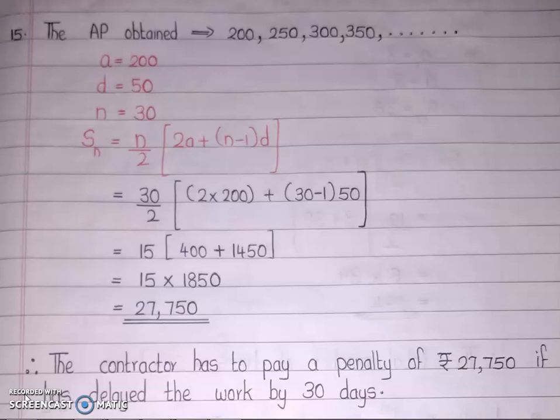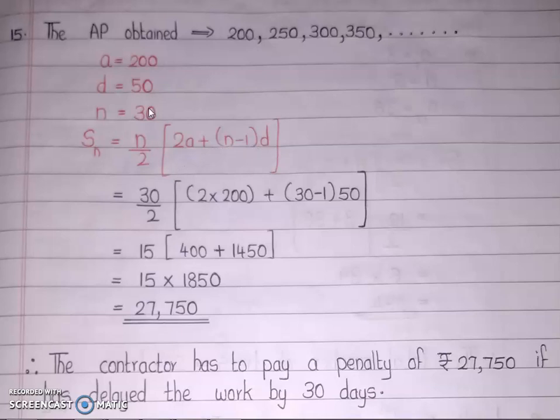What all are given to you? First term is given, number of terms is given, common difference is also given. So which formula will you use? You will use S is equal to n by 2 into 2a plus n minus 1 into d.